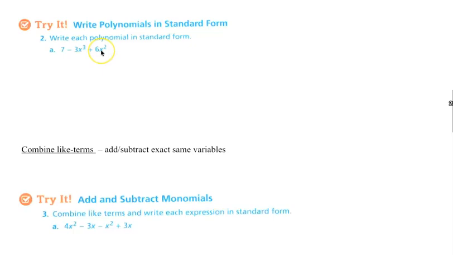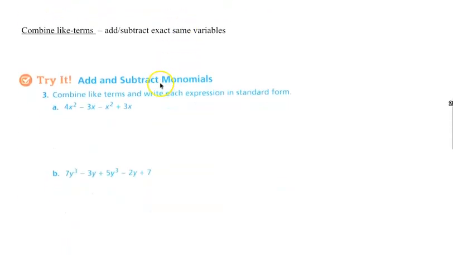So if we want to write this polynomial in standard form, this has a power of 0, a power of 3, and a power of 2. So we're going to put the power of 3 first: negative 3x cubed plus 6x squared plus 7. Now keep in mind, whether the term is positive or negative goes with the number in front of it. So here 3 is a negative, 7 is a positive, and 6 is a positive because of the sign before it.